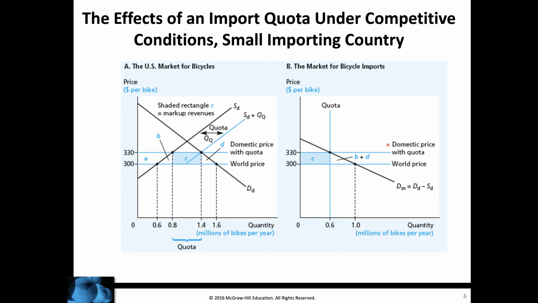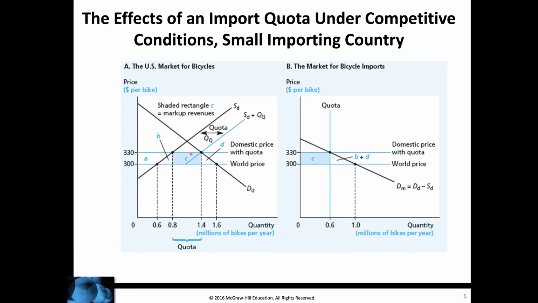We can see very similarly on the other side, we've got the quota amount here, the world price versus the domestic price with the quota. Similar to what we saw in Chapter 8 with tariffs, you can see that the cost to consumers is A, B, C, and D. So this is the increase in price from 300 to 330 that costs consumers. And you can see here that producers gain A.